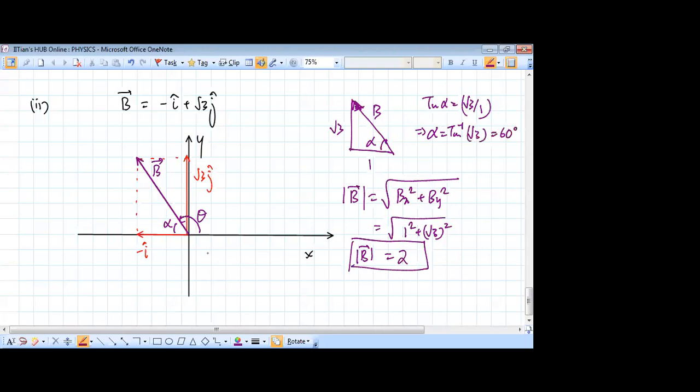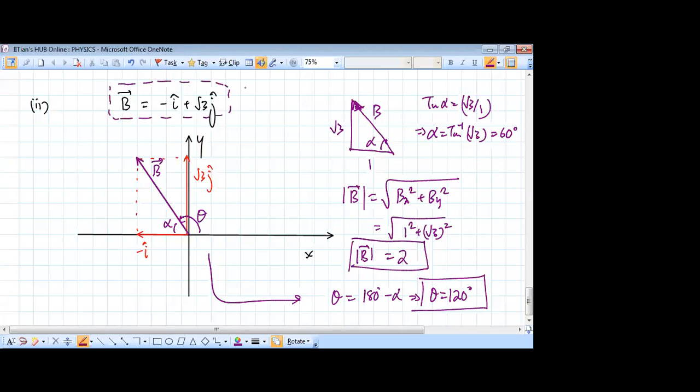So coming back here, you can see that theta is equal to 180 degrees minus alpha. Theta is 120 degrees. It was evident because you can see here that B's x component is negative and B's y component is positive. So therefore, theta has to be obtuse. And that is what we are getting finally.